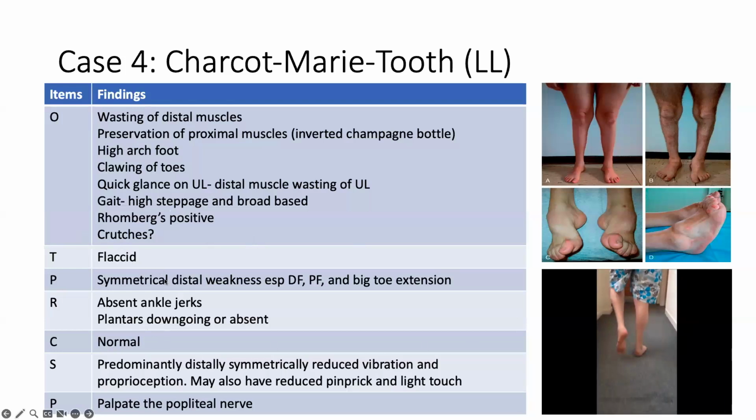And again, they tend to be flaccid because it's a lower motor neuron finding. They have symmetrical distal weakness, especially dorsiflexion, plantar flexion, and big toe extension. They have absent ankle jerks, plantars are downgoing or absent, and they have predominantly reduced vibration or proprioception in Charcot-Marie-Tooth, but they also have reduced pinprick and light touch. And an extra point, if you do this, is to palpate the popliteal nerve. They tend to be palpable. They have large nerves, which is quite a useful sign in Charcot-Marie-Tooth. Another cause for enlarged nerves is amyloidosis, but I don't think that will come up in your examination. It's pretty hard to diagnose.